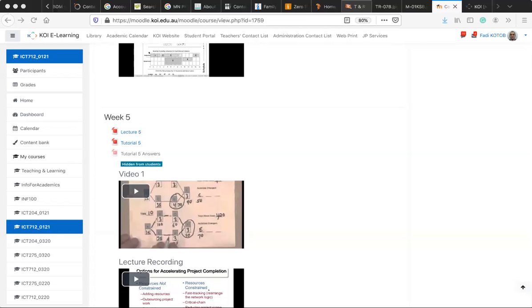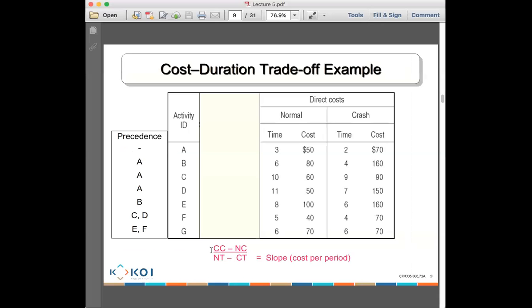What is the formula to calculate the slope? Crash cost minus normal cost over normal time minus crash time. That's correct. Crash cost minus normal cost divided by normal time minus crash time.